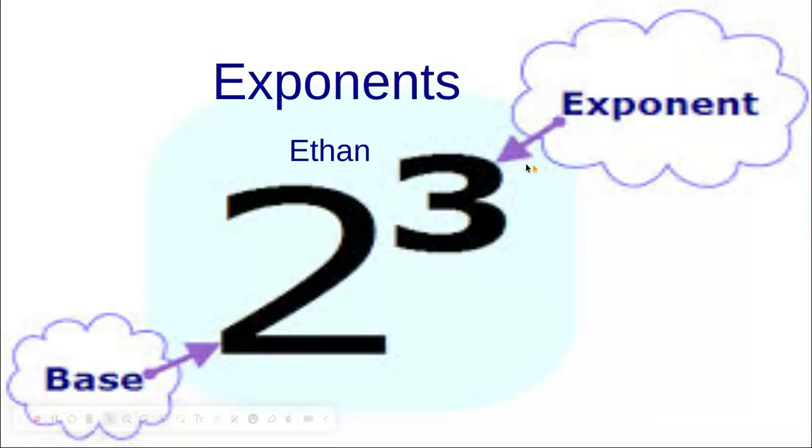Exponents look like this. If you see that little number in the top right corner, that's the exponent. To find the value of exponents, you have to multiply the number by itself as many times as the little number is. So you would have to multiply this 2 by itself 3 times because the exponent is 3.